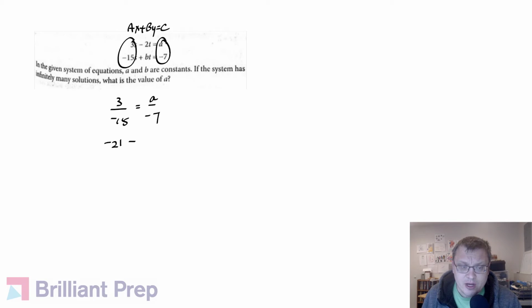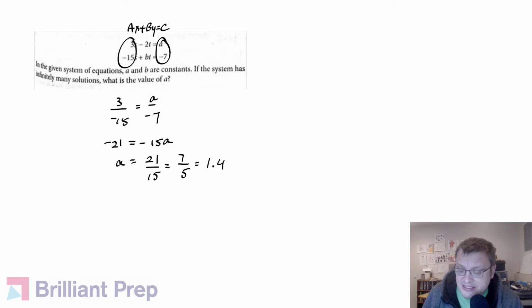So negative 21 is equal to negative 15a. So a would be 21 over 15, and you could put that in. That would be right. But we could reduce this further. Cancel out a 3. We'll get 7/5. Same thing as 1.4. So any of these answers would work.